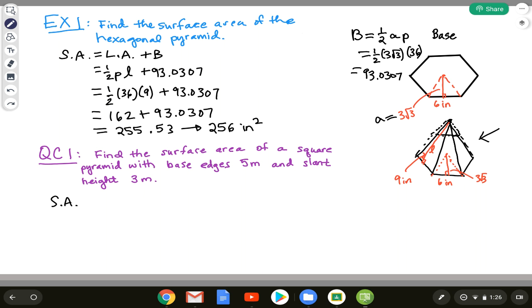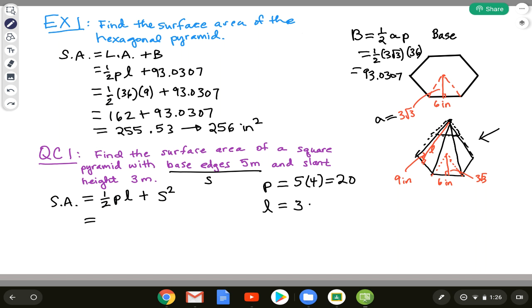So I've got surface area equals 1/2 the perimeter times the slant height, plus the area of the base, which in this case is going to be side squared because it's a square. The base edges are 5 meters. That's my S. The slant height is 3 meters. That's my L. The perimeter, if we have a square, would be 5 times the number of sides, which is 4, or just 20. And we know that L is the 3 meters.